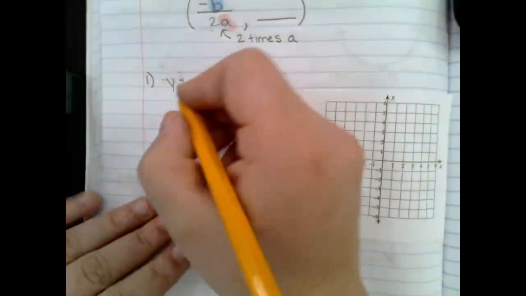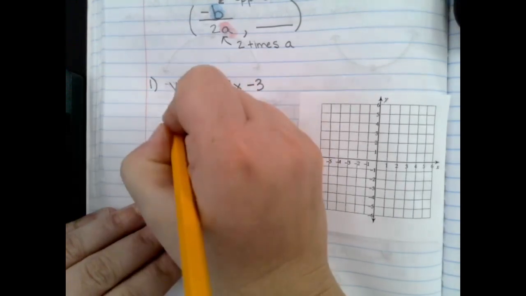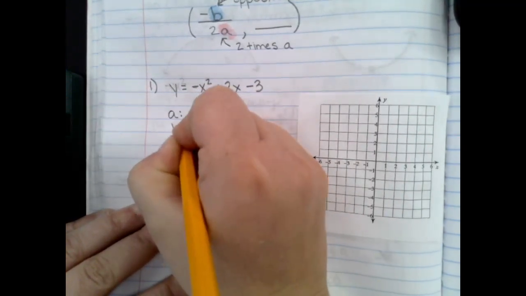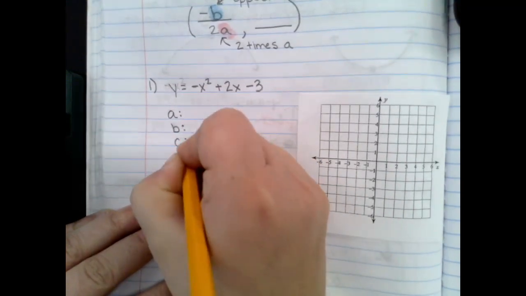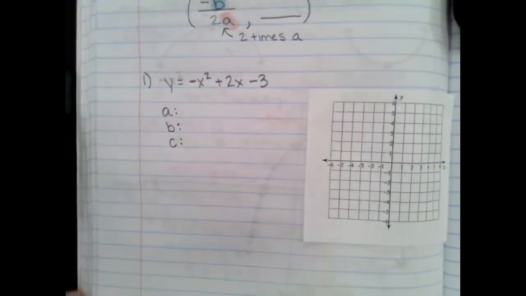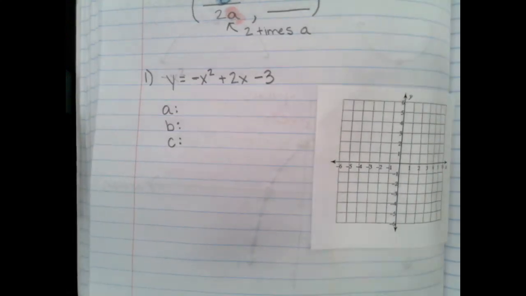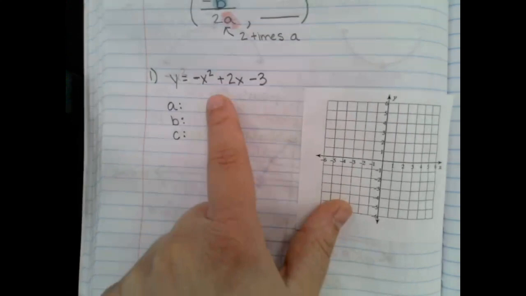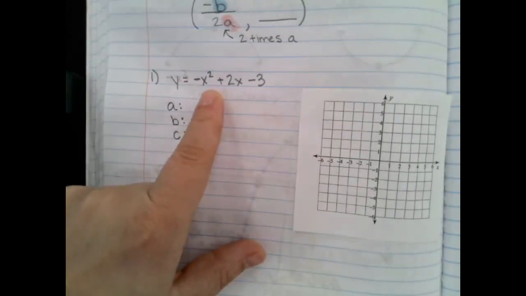All right, our first thing we need to do is identify that A, B, and C. We're going to decide what is our A, our B, and our C. So A is our first number that goes with that x squared. What number is in front of that x squared?